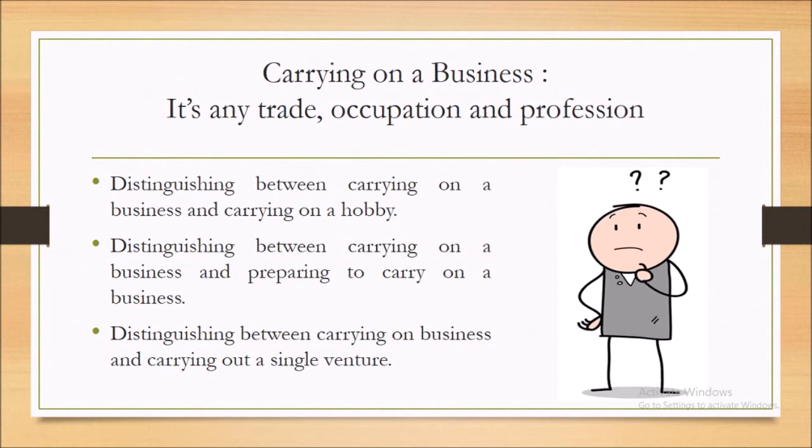And there are so many things which distinguish partnerships, right? Now, see, distinguishing between carrying on a business and carrying on a hobby. Carrying on a hobby is not a partnership. Let's suppose that two friends have come together and they are doing a hobby activity. That is not a partnership, right? But to become a partnership, it has to be a business. It should be a transaction, or a trade, an occupation, or a profession, right?